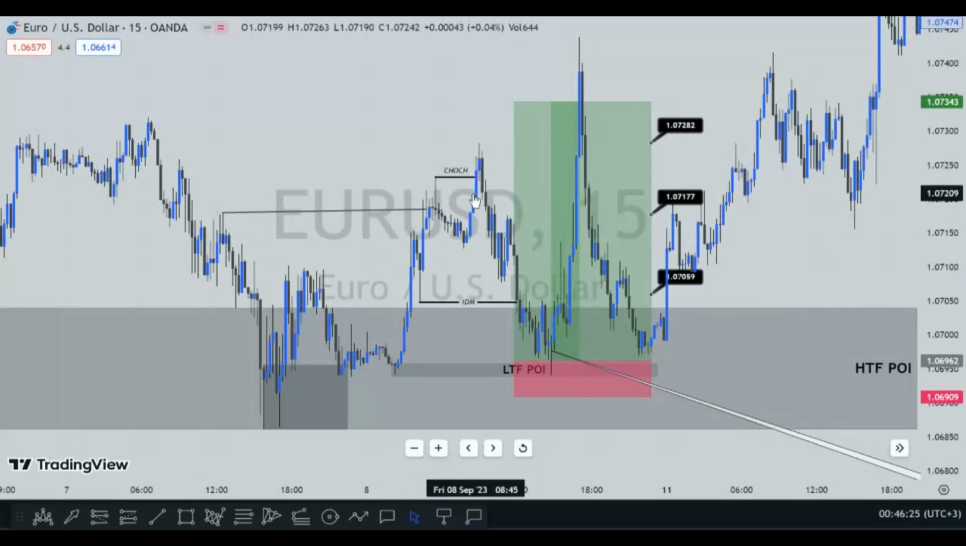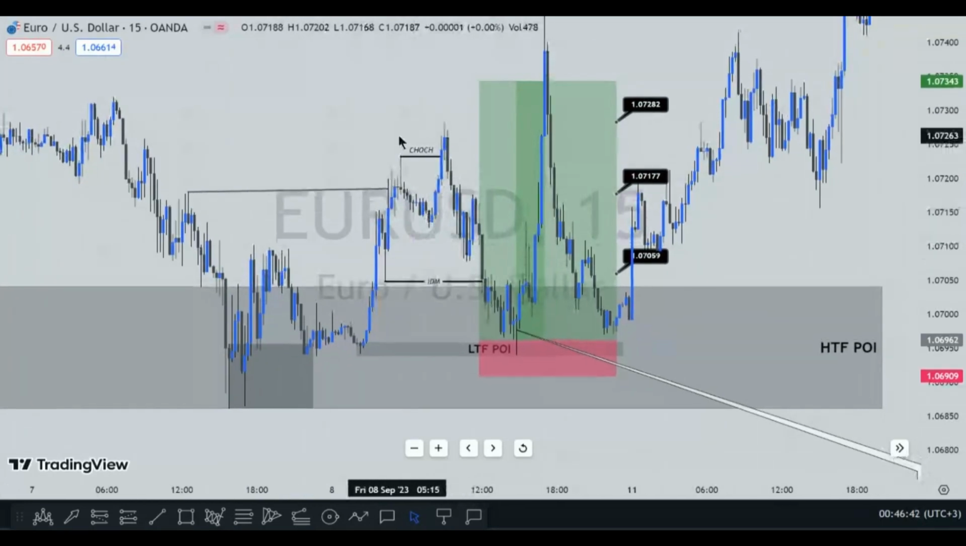As you can see here, this is my change of character. I marked out this one as a change of character, but then price failed to close above it, so I transferred it here, which became my valid change of character. Now, after spotting my change of character, and then coming down here, you mark your order block in the lower time frame, which is 15 minutes.